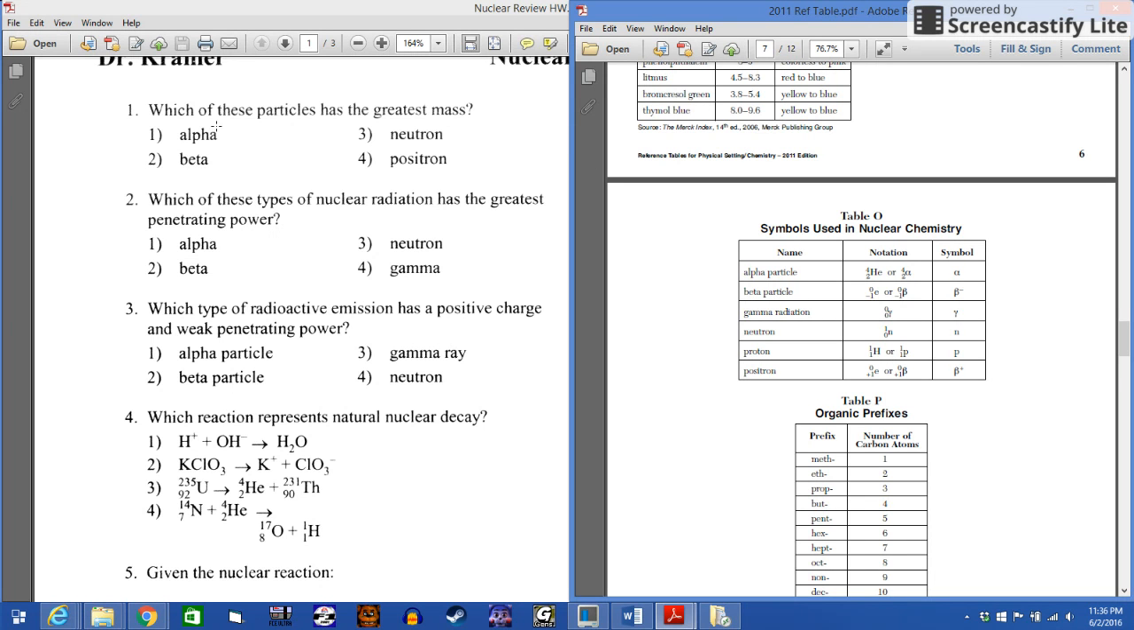Number 3, which type of radioactive emission has a positive charge and weak penetrating power? All right, clearly that would be the alpha particle. Now, an alpha particle is only a helium nucleus, which is why it is positively charged. Remember back to Rutherford's experiment, the positively charged particles that were being sent at the gold foil were alpha particles, positively charged helium nuclei.